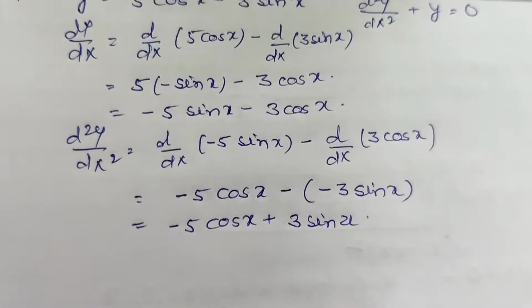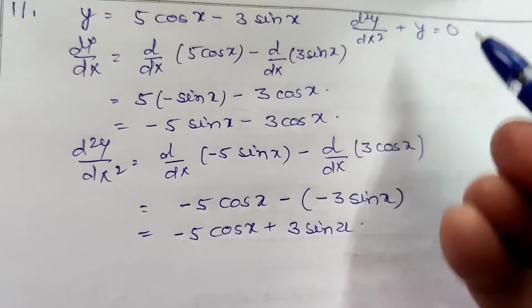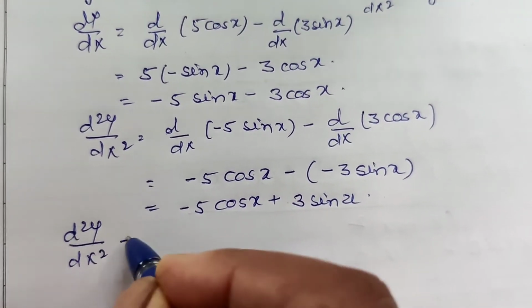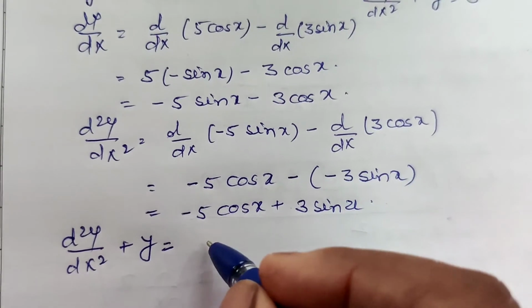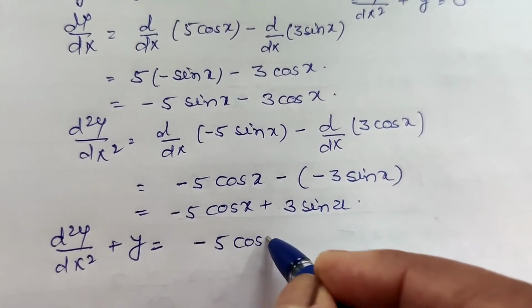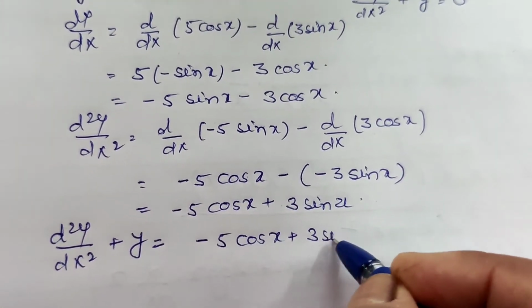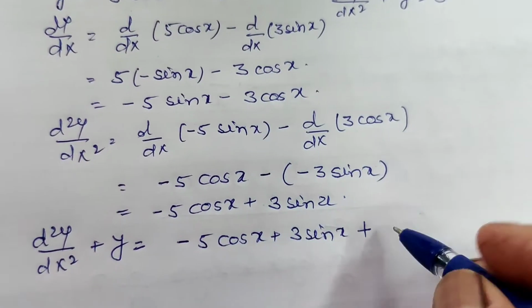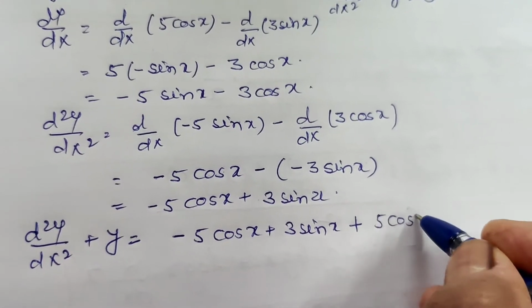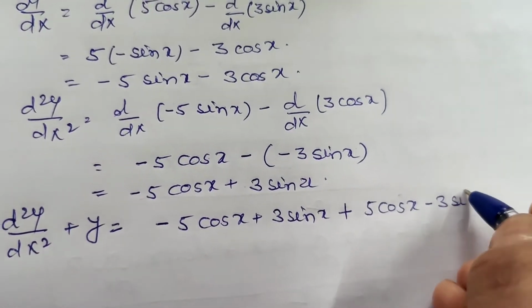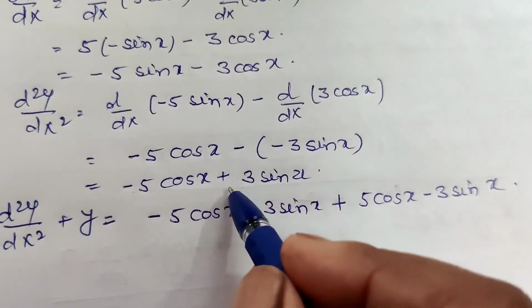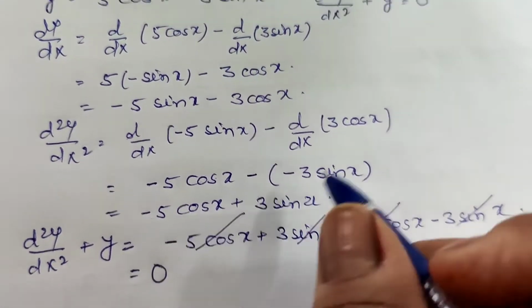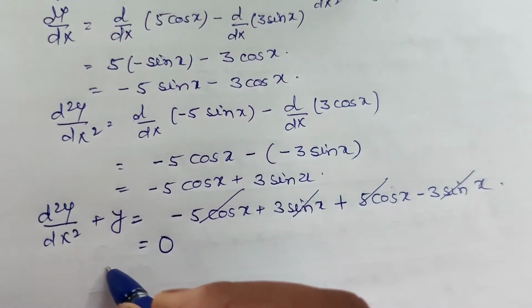Now prove that d2y over dx square plus y equal to 0. d2y over dx square plus y: minus 5 cos x plus 3 sin x, and added to the y. Value of the y is 5 cos x minus 3 sin x. 5 cos x cancel, 3 sin x cancel, equal to 0. Hence proved.